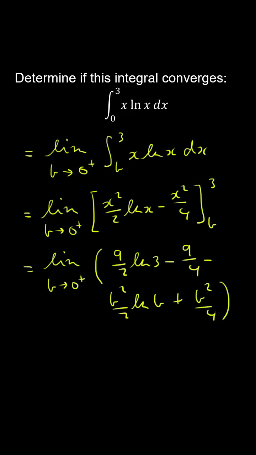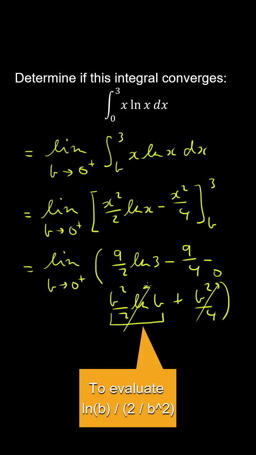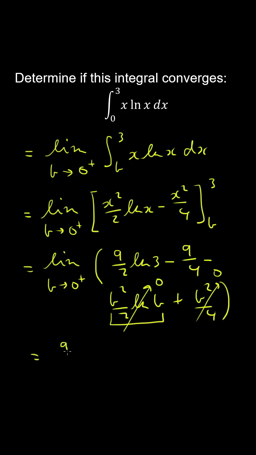Now as b goes to 0, this term disappears, and if you use L'Hopital's rule, this limit here is going to evaluate to 0. So verify this, and therefore the integral converges to 9 on 2 by the natural log of 3 minus 9 on 4.